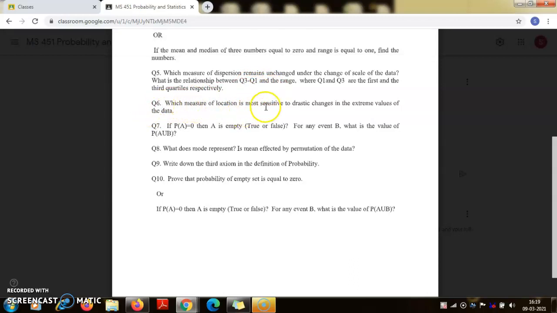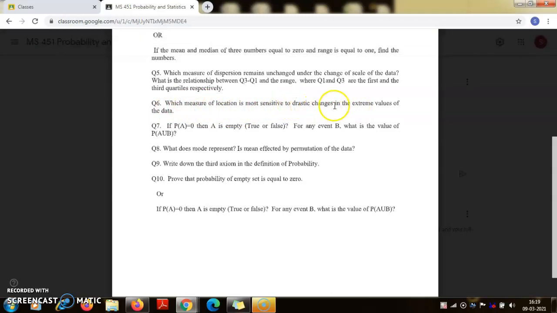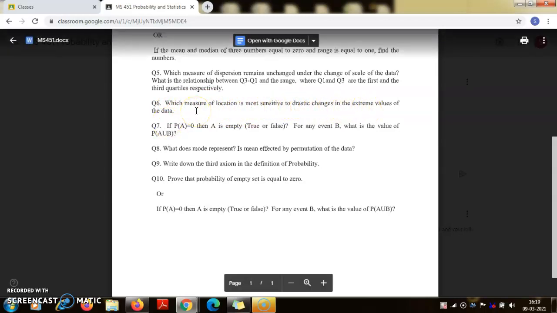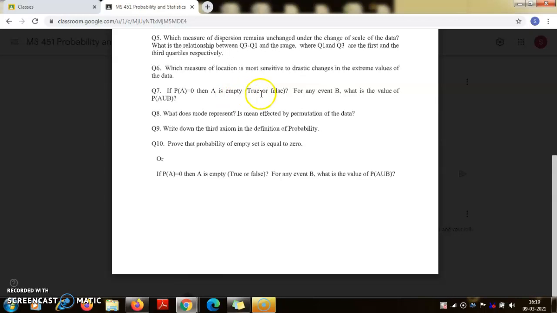Which measure of location is most sensitive to drastic changes in extreme values? If you change any number drastically, that is, increase significantly or decrease significantly, the mean will be most affected. So the mean or the average. Probability of A equal to 0, the set is empty, true or false? Obviously it is false, because I have told you that probability of A equal to 0 does not necessarily mean that it is an impossible event. It represents only one's degrees of belief.